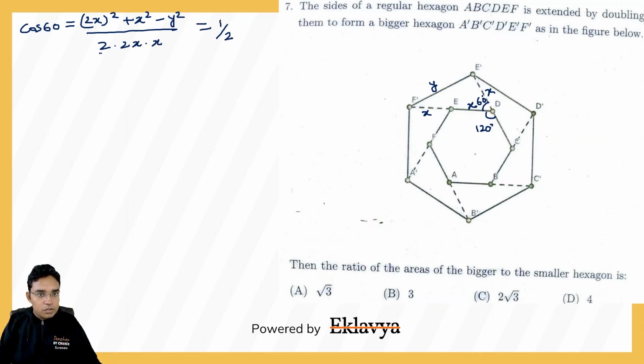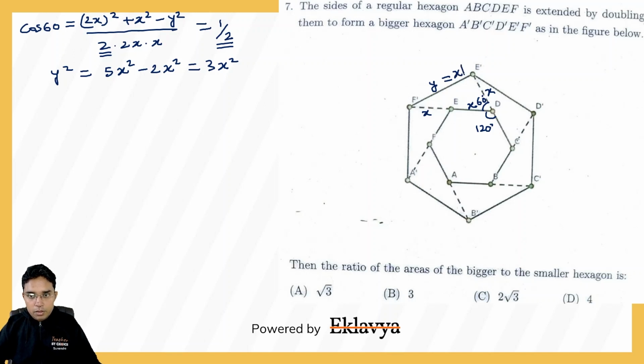Okay, so this 1 of 2 will be cancelled with this, and y square we will be getting 4 plus 1, 5x square minus 2x square, that is 3x square. So this y will be actually x root 3. This y will be x root 3. So we have got the side of this bigger regular hexagon, that is x root 3.